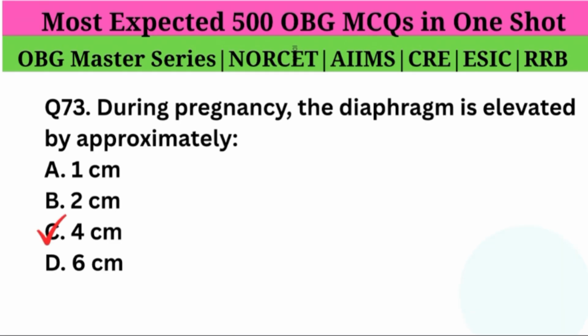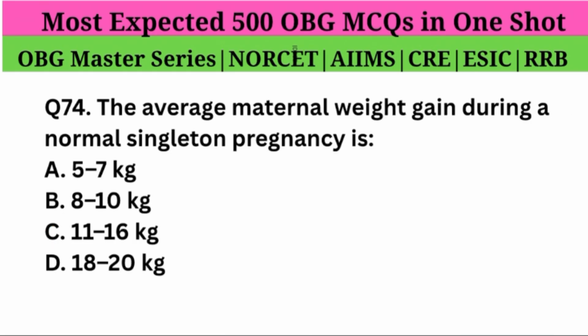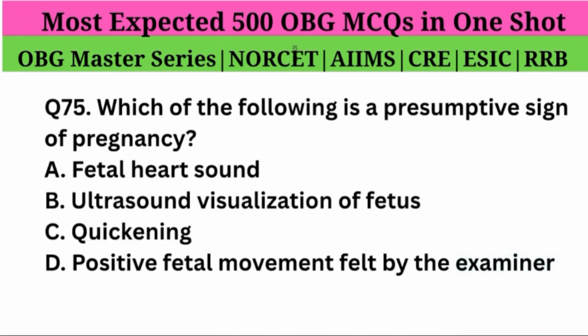Your correct option is option C, 4 cm. Next question, the average maternal weight gain during a normal singleton pregnancy is. Your correct option is option C, 11 to 16 kg. Next question, which of the following is a presumptive sign of pregnancy? Your correct option is option C, quickening.